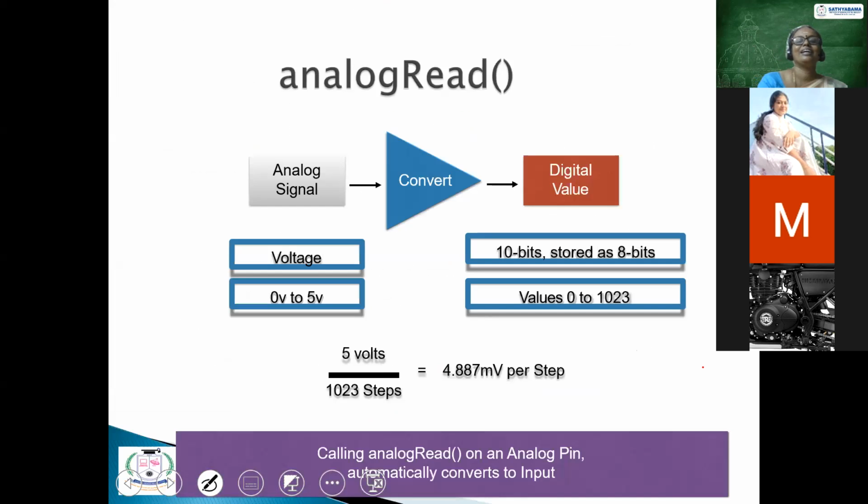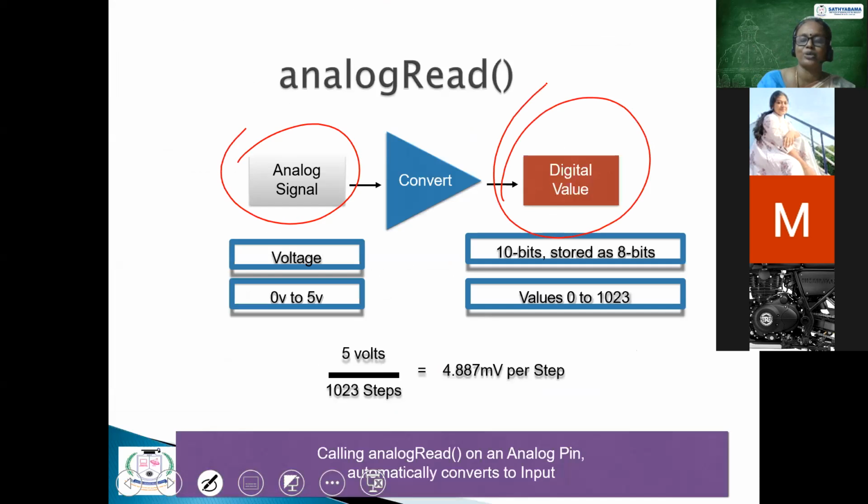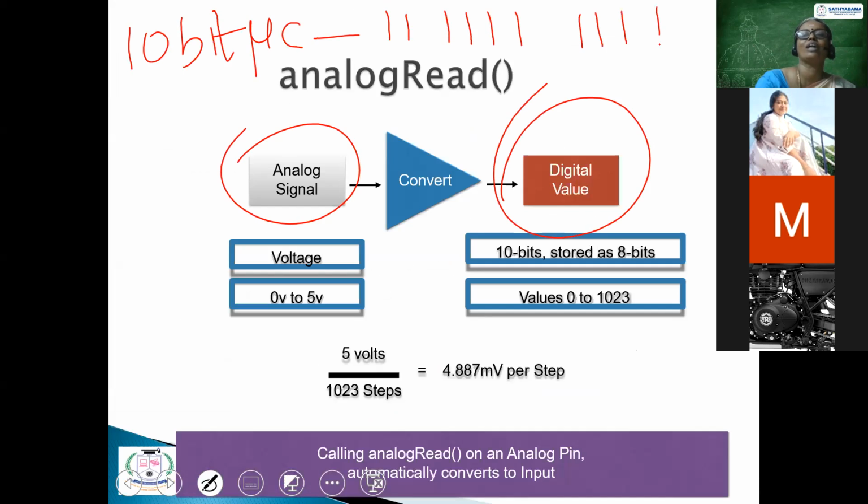Now you just see, my analog signal I want to convert into a digital value. But it's a 10-bit microcontroller. My Arduino UNO is a 10-bit microcontroller. How will you write that 10-bit? You tell me. How many ones can I use? 1 1 1 1 1 1 1 1 1 1. Am I correct or not? Yes, ma'am.